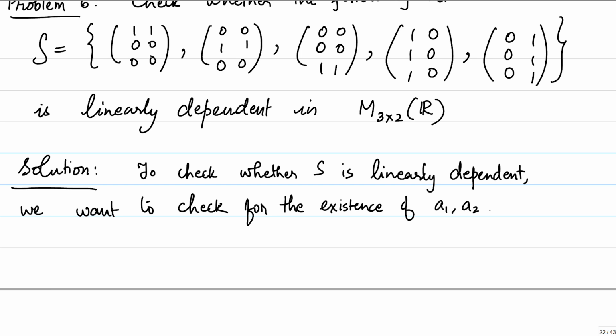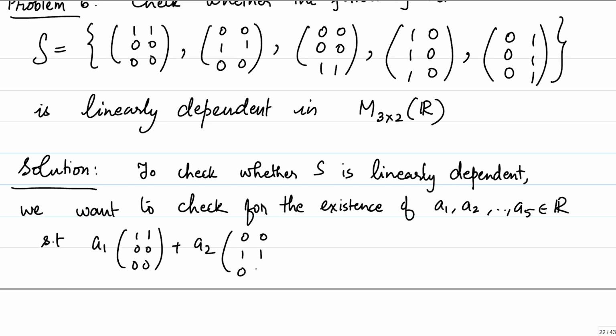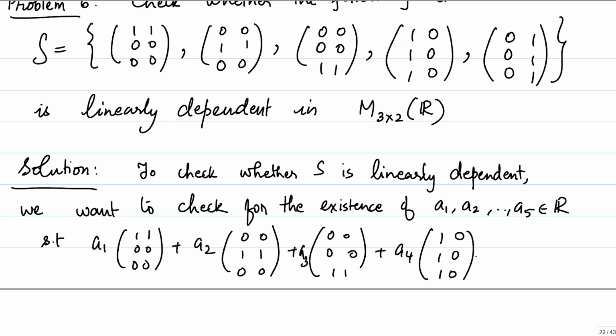A1, A2, A3 up to A5 in the field of scalars, such that the linear combination A1 times (1, 1, 0, 0, 0, 0) plus A2 times (0, 0, 1, 1, 0, 0) plus A3 times (0, 0, 0, 0, 1, 1) plus A4 times (0, 0, 1, 0, 1, 0) plus A5 times (0, 0, 0, 1, 1, 0) is, okay, right.